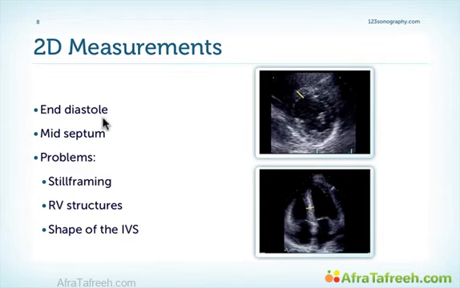Remember, we measure at end diastole. We should measure the mid-septum, and beware of problems such as the still framing problem, where you do not use an end diastolic frame, and thereby you could overestimate the thickness of the septum. RV structures could come into your field of measurement, and this would also lead to overestimation, very similar to what happens in M-mode. And the shape of the septum can cause problems because the thickness is not the same in all regions: proximal, mid, and distal.